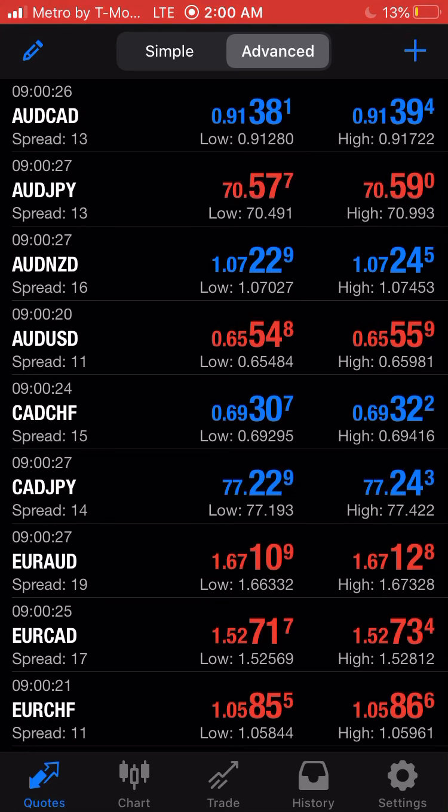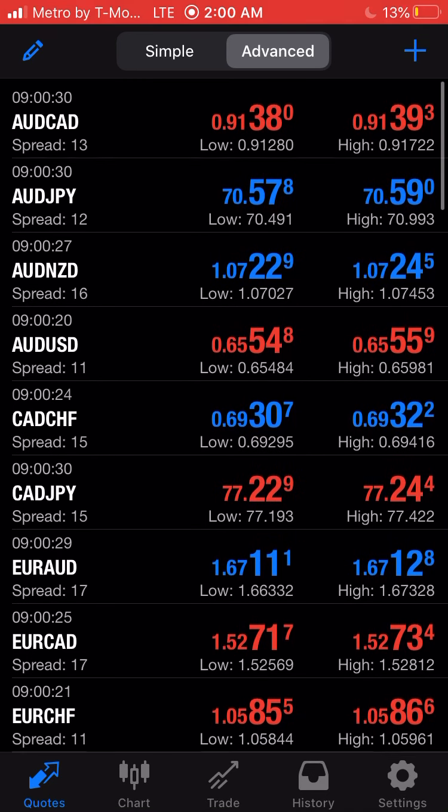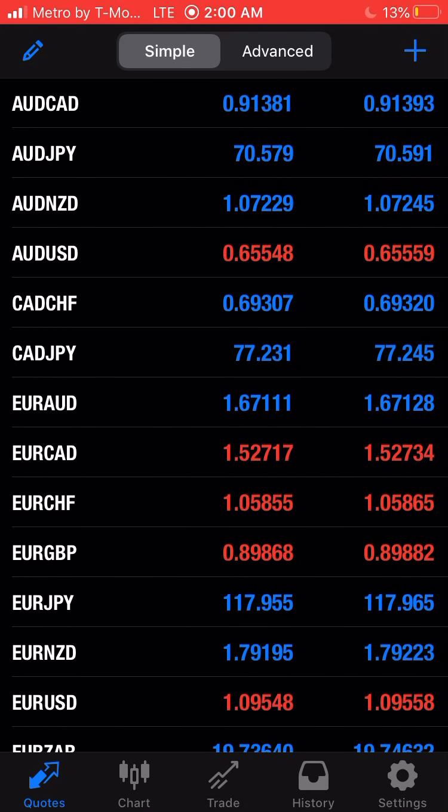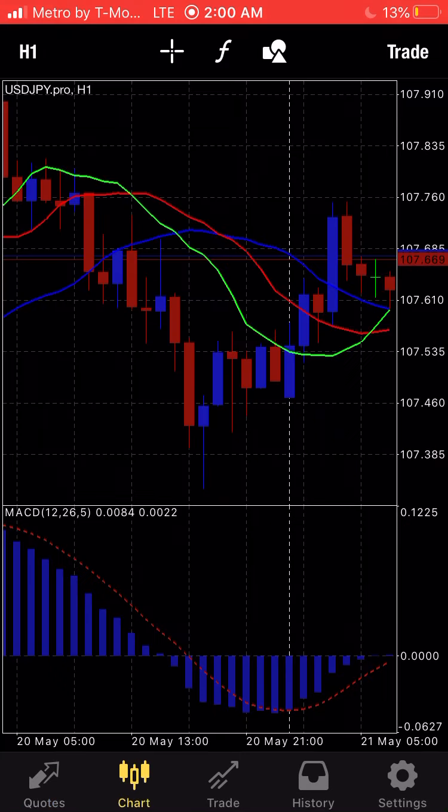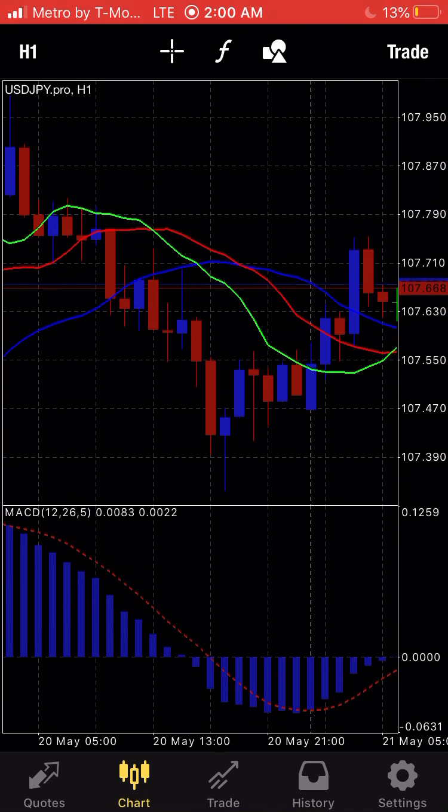Okay? So yeah, if we go back to our simples page, same thing. Currency pairs, the bid and the ask price. Now we're going to move on to our chart. So I'm not going to go deep into this chart.